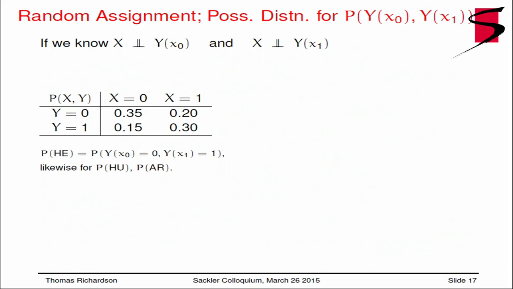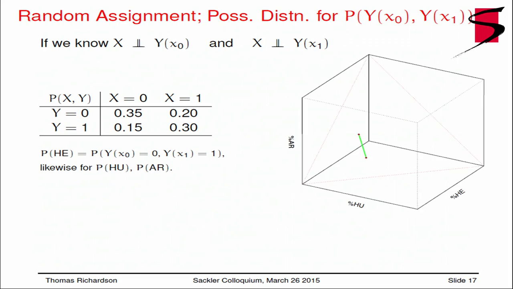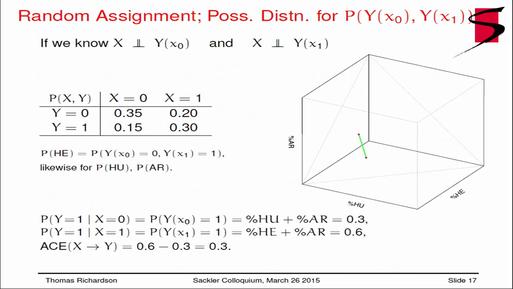So here's a very simple numerical example, a two-way table. We could think about these four proportions that we have, the four types: helped, hurt, always recover, and never recover. All those possible distributions obviously live in a three-dimensional simplex. And given this particular observed data, we would then get this little line segment describing a set of possible distributions that we could get. So even though we can't identify the distribution over the potential outcomes, all of those distributions have exactly the same value of the average causal effect. The average causal effect is identified even though things like the proportion helped can merely be bounded.